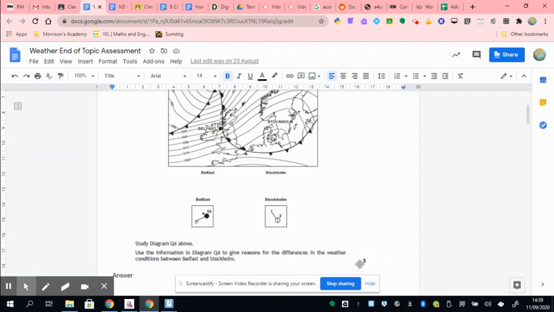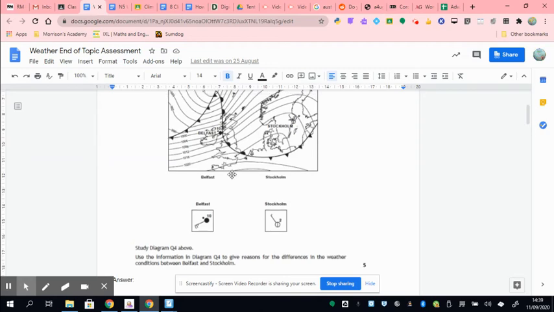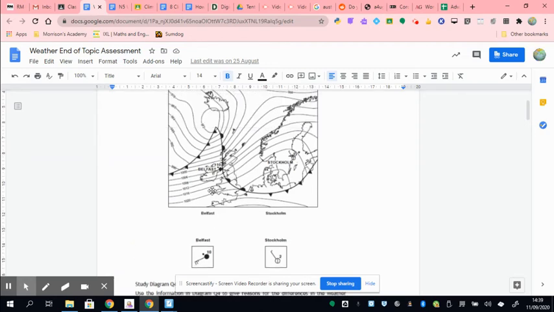So you need 5 statements, and you've got to base it on your weather map. So let's have a look at the rain. Why is it raining in Belfast but not in Stockholm? Well, that's to do with the warm front having just passed in Belfast. Okay, so that would be your explanation. It's raining in Belfast but not in Stockholm because of the warm front that's just passed.